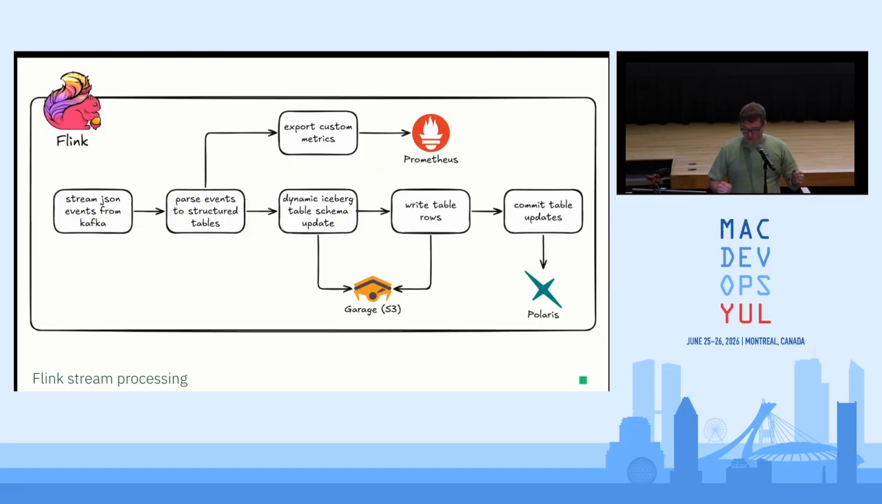So in this diagram, you can see how everything starts to fit together. All the tables and schemas and data are written to Garage, which is basically just S3. It's just an open source alternative like MinIO. And then once all that data is written, a snapshot is sent to Polaris, which is the Iceberg catalog server.